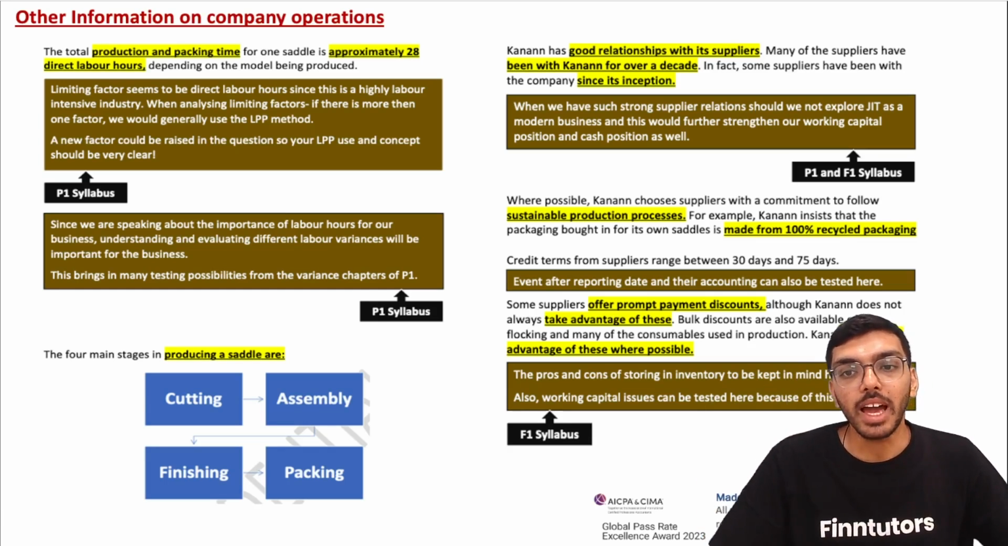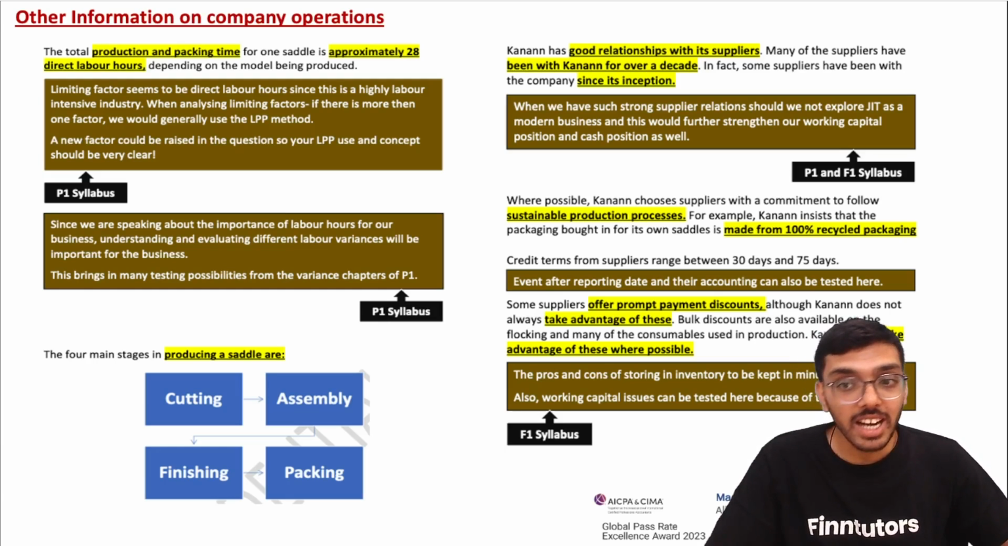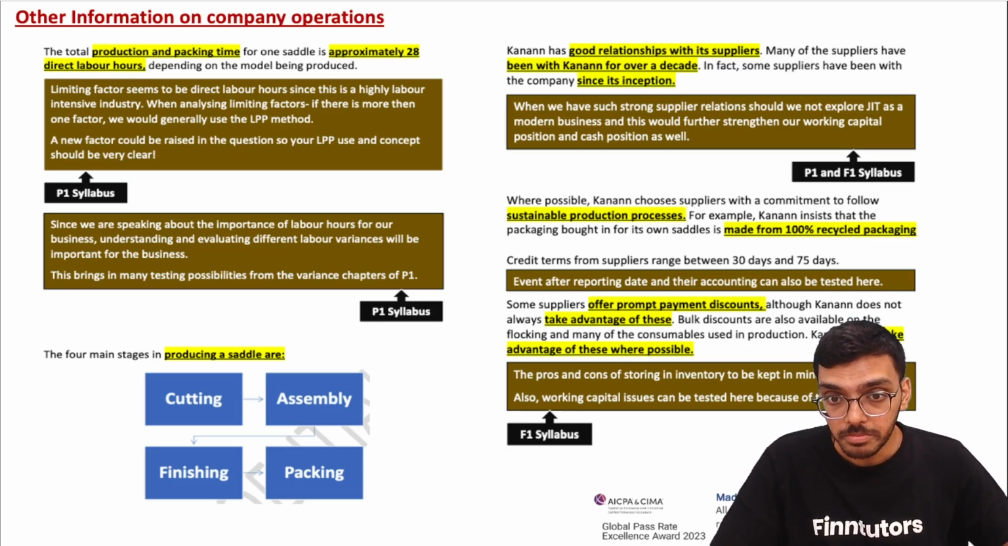Credit terms from suppliers range between 30 days and 75 days. So events after reporting date and their accounting can be tested over here. Also F1 syllabus. Some suppliers offer prompt payment discounts, although Kanann does not always take advantage of these. Bulk discounts are also available. Kanann does take advantage of these where possible.